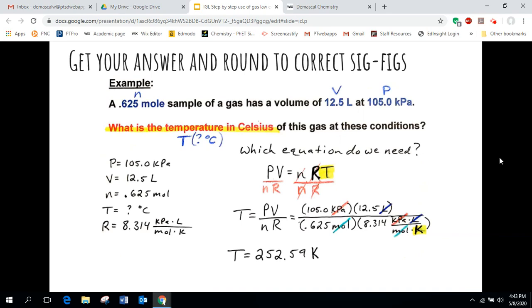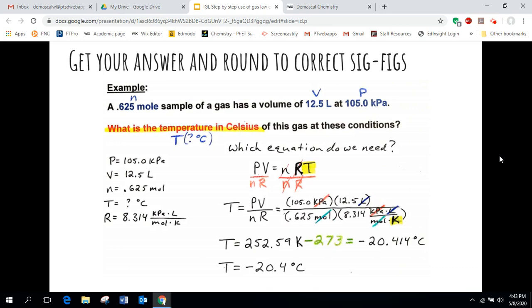252.59 K. That's good, but it asked us for the temperature in Celsius. So remember, to get Celsius from Kelvin, we subtract 273. Gives us negative 20.414 degrees Celsius, 20 below.